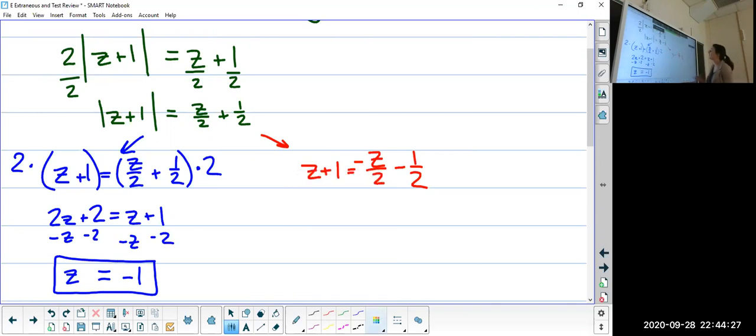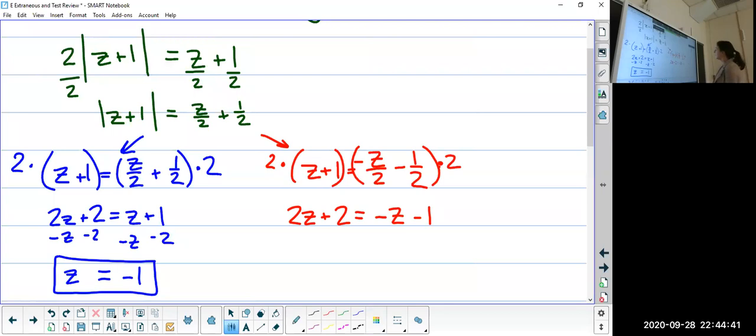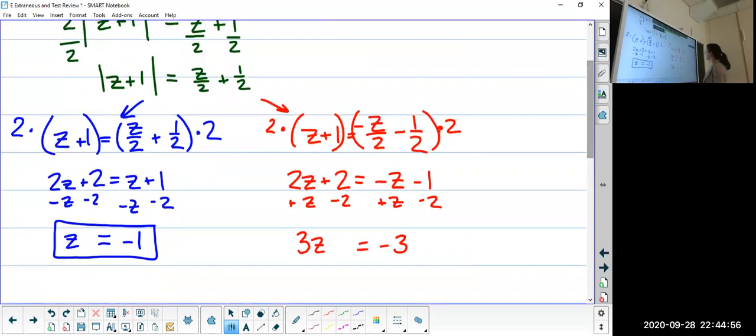Over here, I'm going to perform the exact same process, multiply away the denominator, 2z plus 2 equals negative z minus 1, and then add the z, I get 3z, subtract the 2, I get negative 3, then divide by 3 to tell me that z equals negative 1. So this is a very interesting problem here. Both our answers are negative 1. I really hope I did this problem correctly and I didn't make a mistake somewhere.